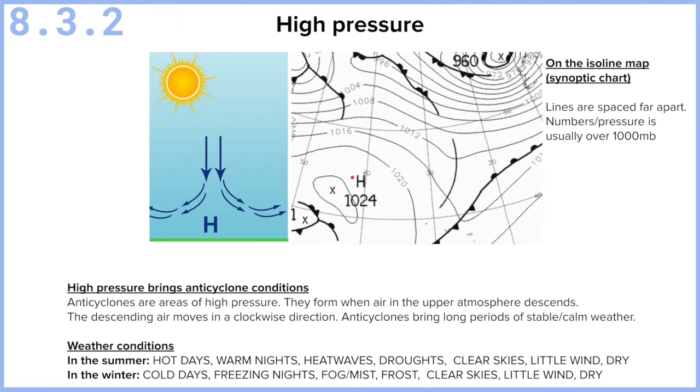But we can also tell because the spacing between our bars is quite big. So the wider the spacing tends to indicate that it's going to be high pressure, because the space between them is quite big. And you can see that our highest pressure is being indicated by H here and the cross at 1024. So this area here is going to have the highest pressure, so the most stable air.